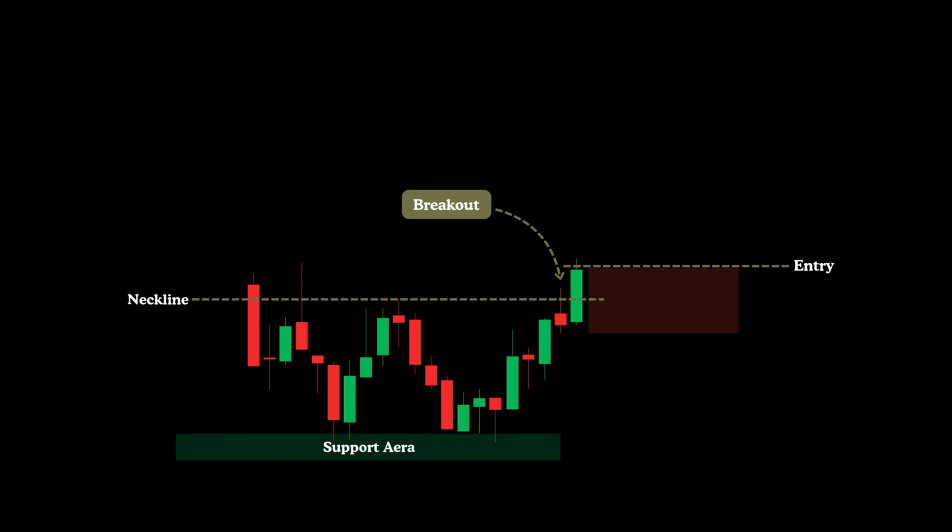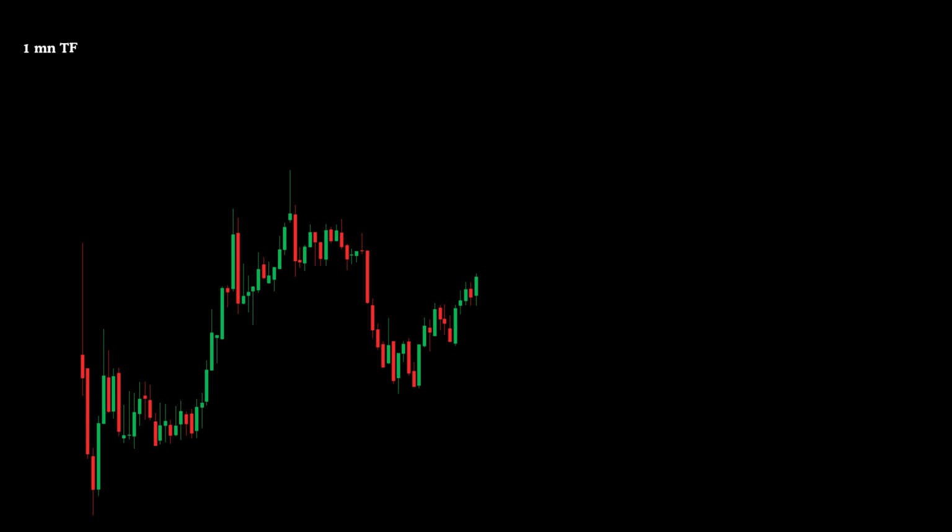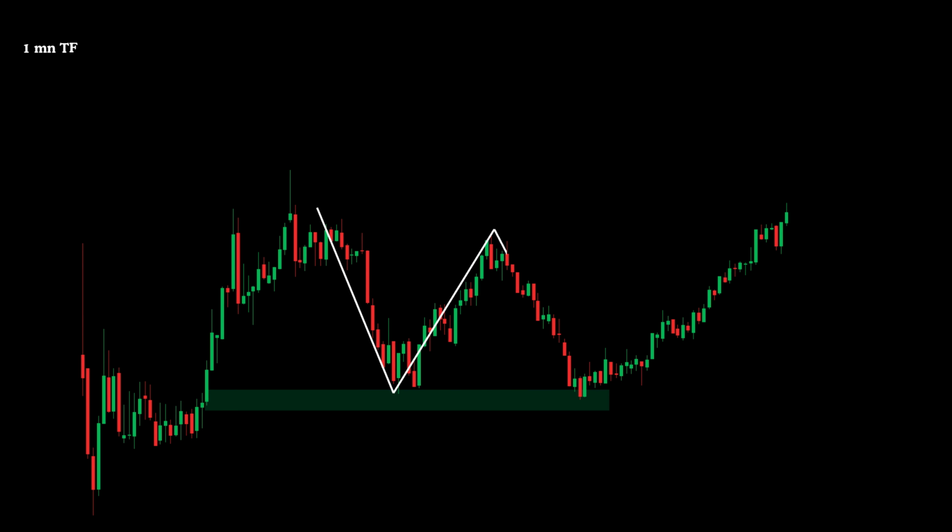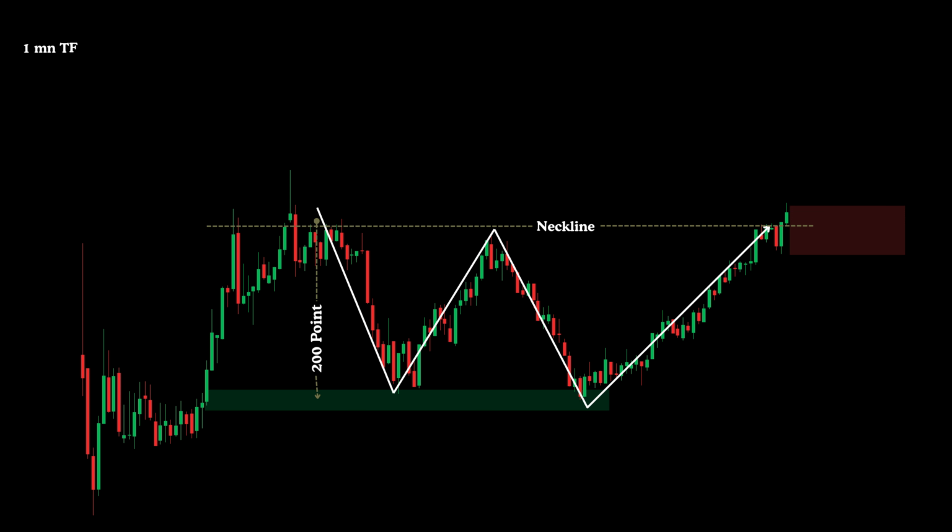However, many times, a large double bottom pattern develops on the chart. As seen in this Bank Nifty chart, a bigger double bottom pattern has formed on the chart, where the price falls around 200 points from its earlier high before climbing again. Now, if we place a stop loss below the breakout candle of this pattern's neckline, it will be a very small stop loss considering the market's volume.